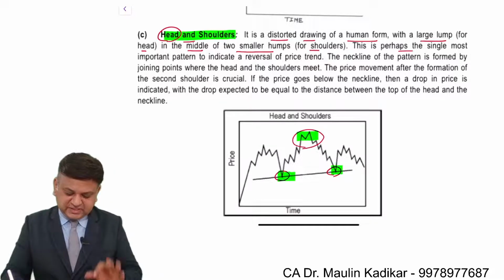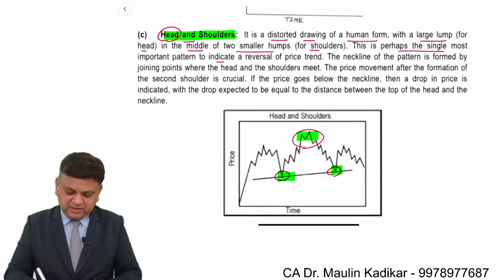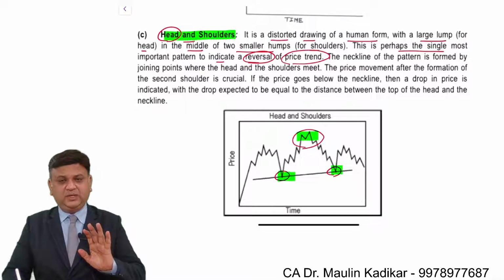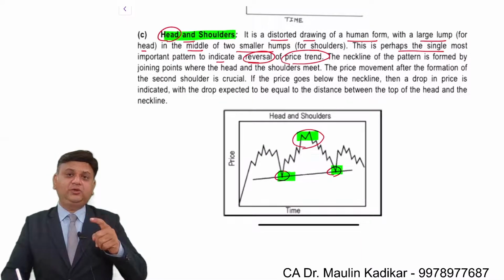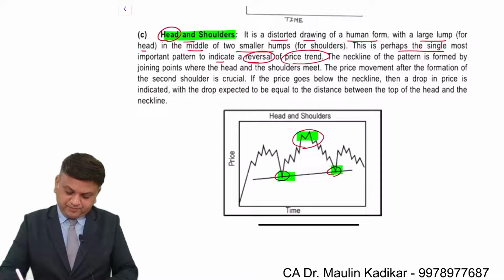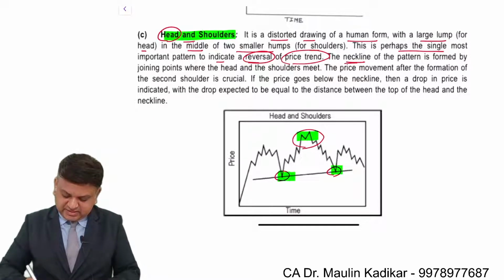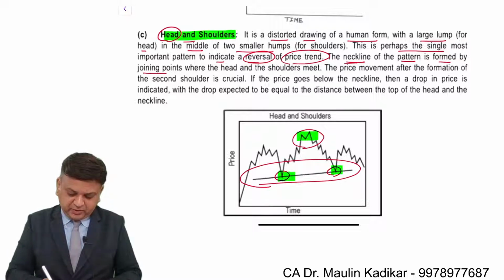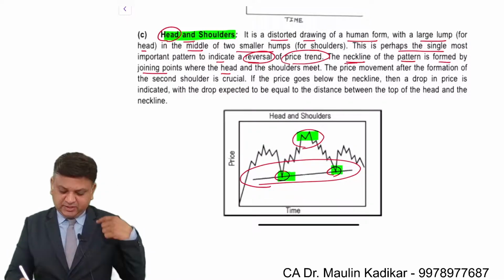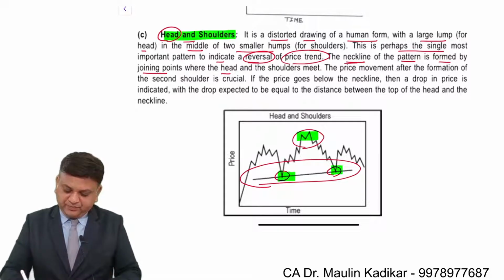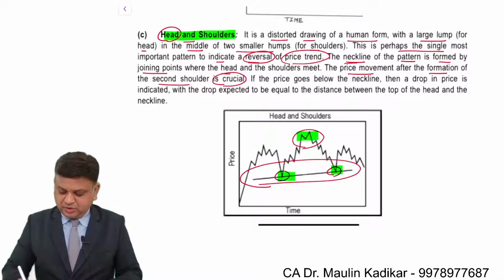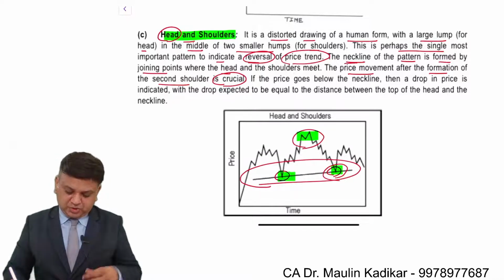It is perhaps the single most important pattern to indicate the reversal of the price trend. So now if there is a head and shoulder formed, then the price is going to have a reversal situation. The neckline of the pattern is formed by joining points where the head and the shoulder met. The price movement after the formation of the second shoulder is crucial.